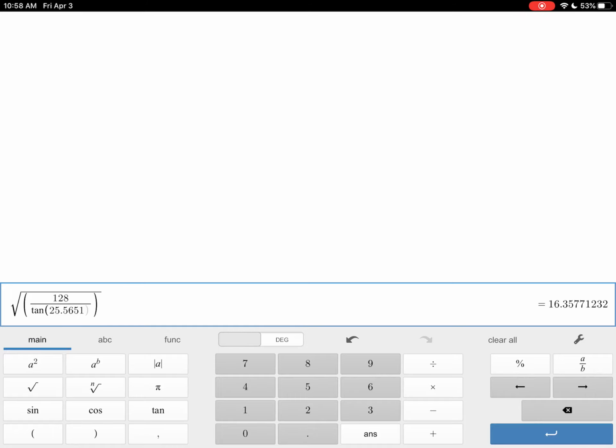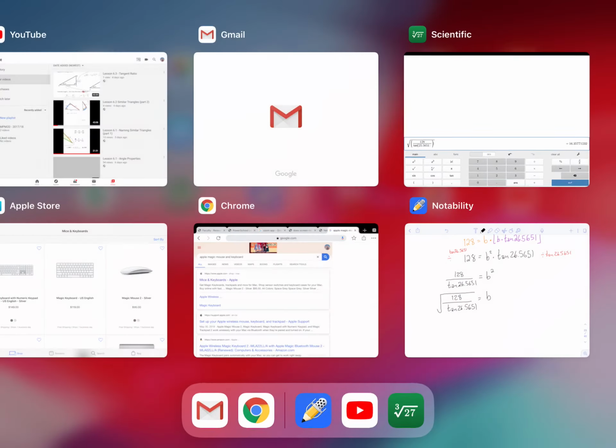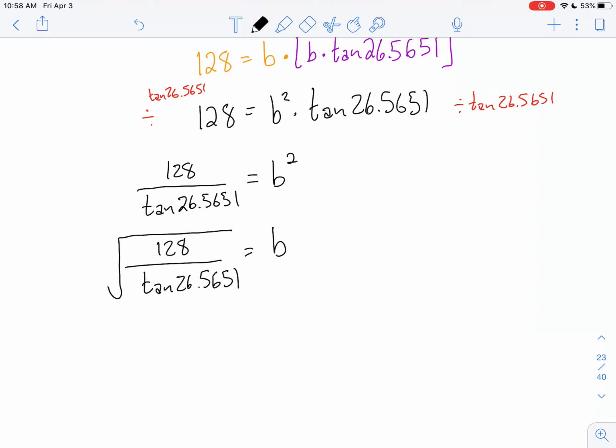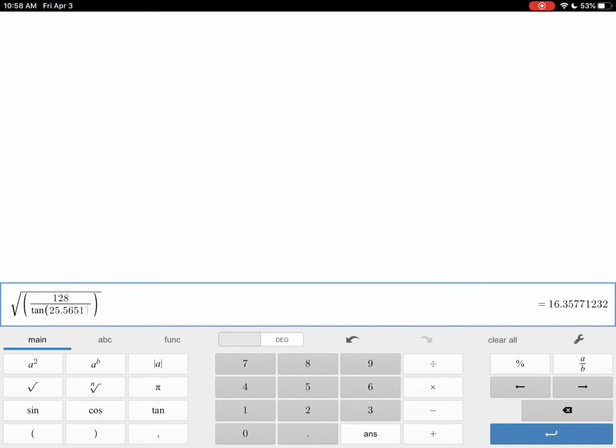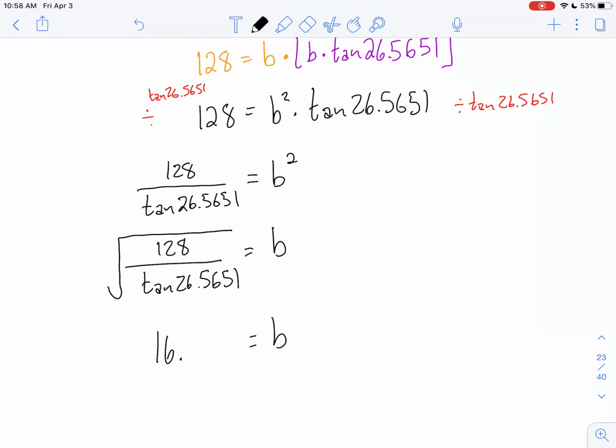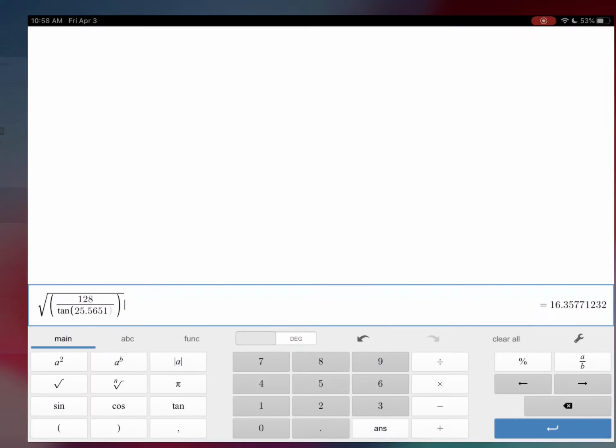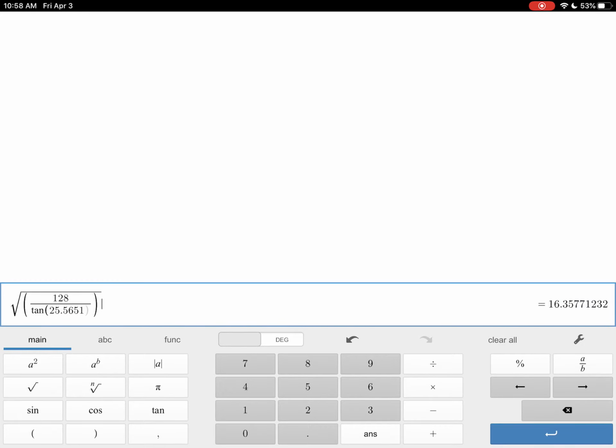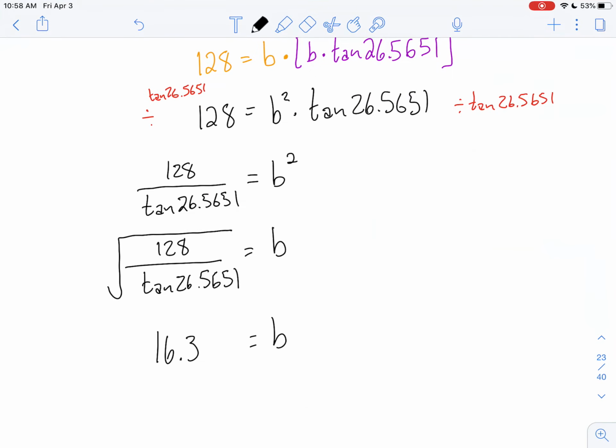And we get the answer of 16.351357. B is equal to 16.356. I guess I'm going to round to 16.36. Sorry, flipping back and forth here lots.